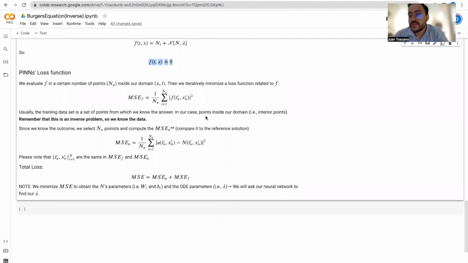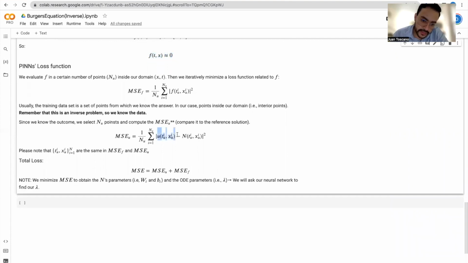This is an inverse problem, so we actually have some data, which means that we can also evaluate the overall performance of our neural network. How? By comparing the real value against the output of our neural network. In other words, an inverse problem would be solved by minimizing two loss functions. The first one related to the partial differential equation, and the second one related to the overall performance of the algorithm.